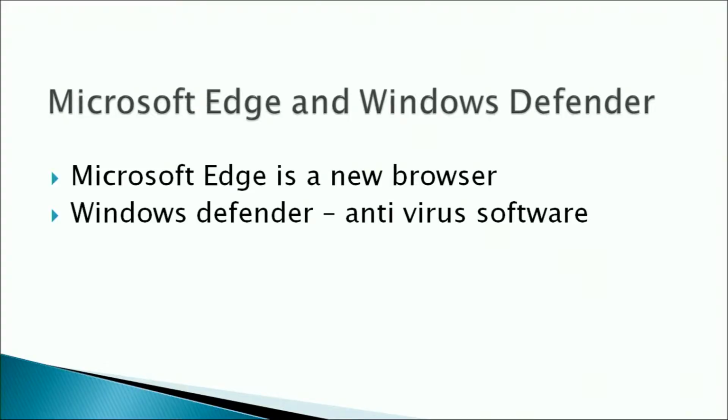Now a browser is simply your gateway to connect to the internet. Whenever you have to use a particular site, you have to mention the address. There should be a channel through which you reach that particular site, through which you access the internet. That is a browser, and Microsoft Edge is the browser provided by Microsoft. Then we have Windows Defender. Windows Defender is antivirus software. What is antivirus software?